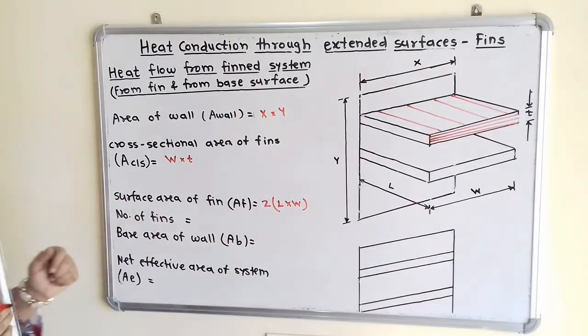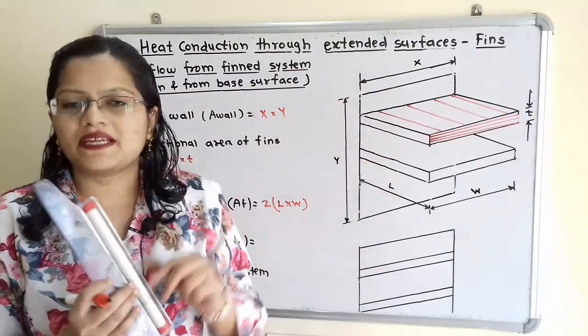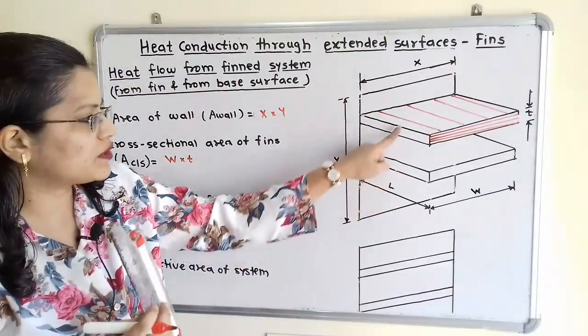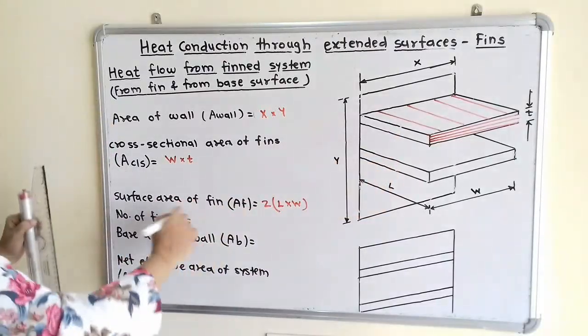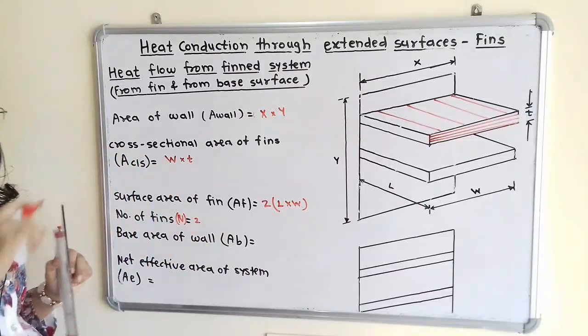Now number of fins. The number of fins will be mentioned in your question. Here number of fins is capital N. Here number of fins are 2. So we will write here number of fins capital N is equal to 2.